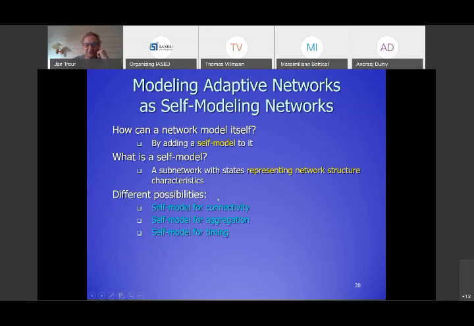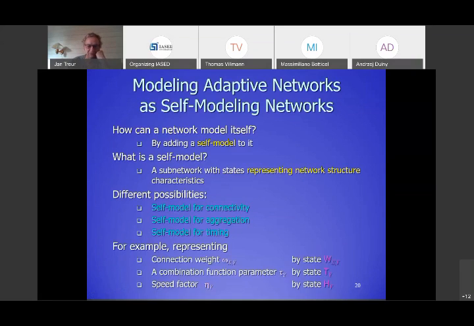So you can have connectivity characteristics, you can have states to model that, to represent that. You can have aggregation characteristics, you can have states to represent that, and you can have timing characteristics like the speed factors, and you can have states to represent that. So, for example, there is some adaptive connection weight, then you add a state W to your network. Or you have a combination function parameter tau, like an excitability threshold, and you add a state T for that. And you have a speed factor, and you add a state H for that.